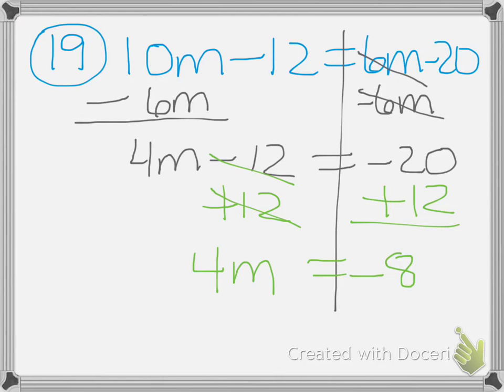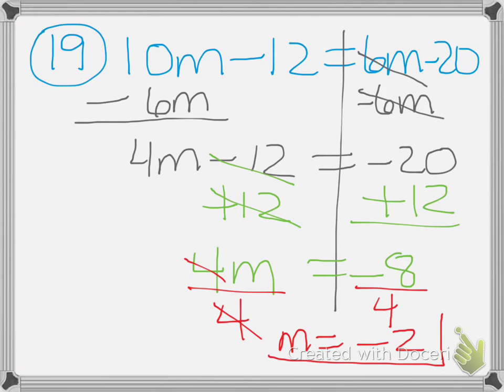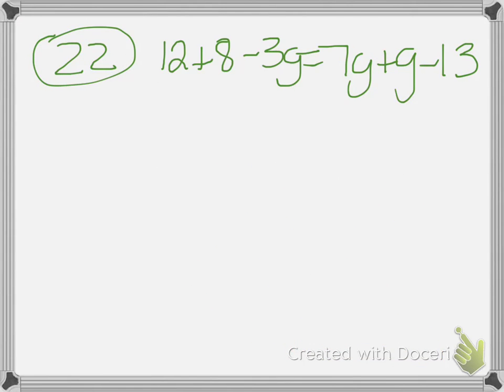So now I want to get the m alone by dividing both sides by 4. So I'm going to write divided by 4 here, and then divided by 4 here, and that means m equals negative 2, because negative 8 divided by positive 4 is negative 2. So that's it on number 19. Skipping down to 22 is our next one. So here we have a multi-term equation.